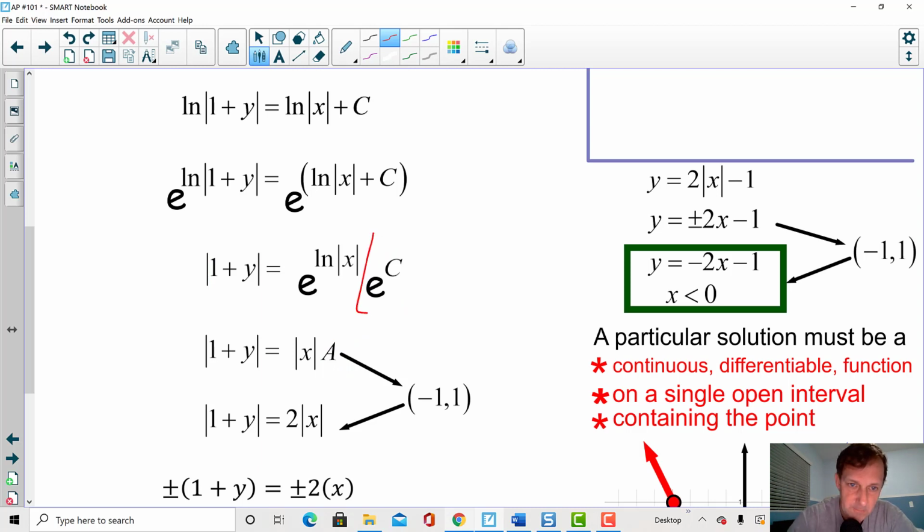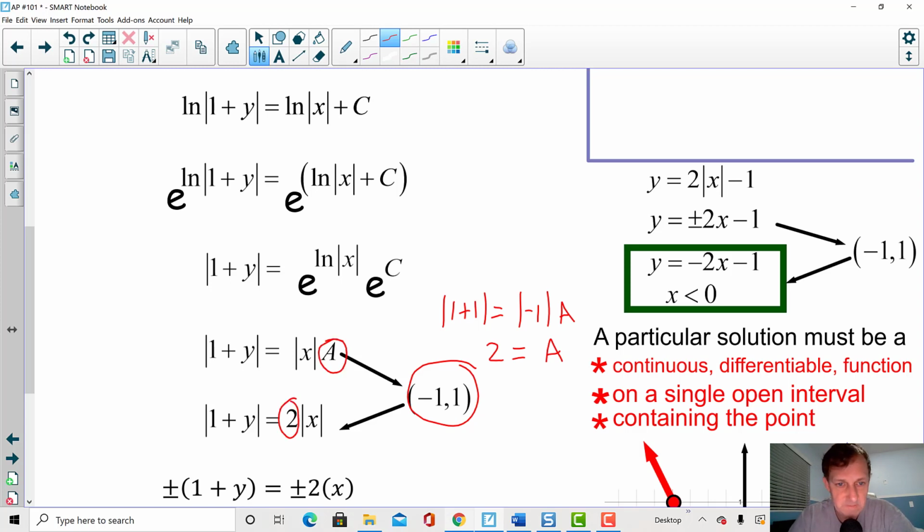So e to the power of c is just some constant a. And you can actually use your initial condition to solve for that value of a. If you plug in a negative 1 for the x and a 1 for the y, you're going to get a on the right side and a 2 on the left side. So we actually know that a is equal to 2.